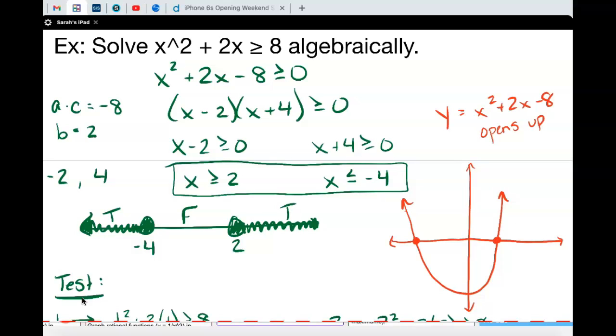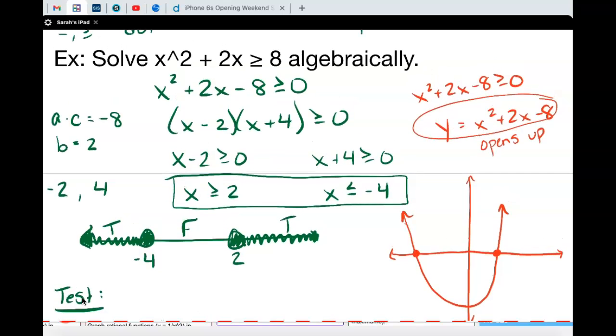So here's how this all comes together. I could think about it from a graphical standpoint. So instead of this, we had x squared plus 2x minus 8 greater than or equal to 0. So on my graph, I can figure out where the x values are greater than or equal to 0. Basically the x-axis is cutting it in half. Everything below it would be less than or equal to 0. Everything above it greater than or equal to 0.